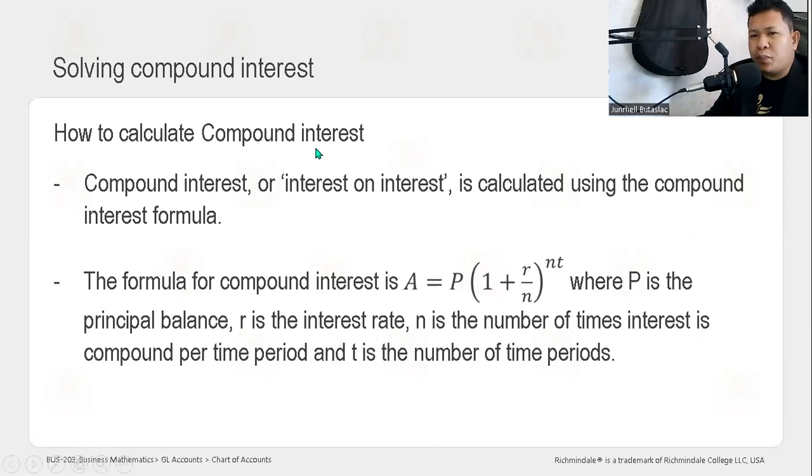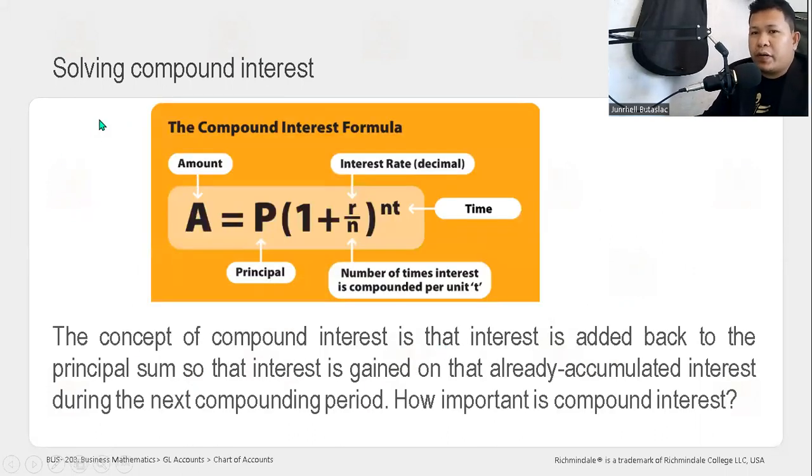All right. Now, solving compound interest. Okay, so how to calculate compound interest? So compound interest, or interest on interest, is calculated using the compound interest formula. All right. So the formula for compound interest is A equals P times (1 plus R over N) raised to the power of N times T, where P is the principal balance, R is the interest rate, N is the number of times interest is compounded per time period, and T is the number of time periods. All right, so solving compound interest, this is the formula. This is how it looks like.